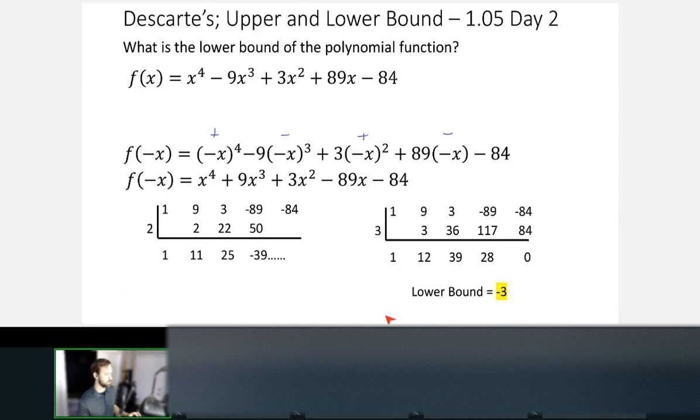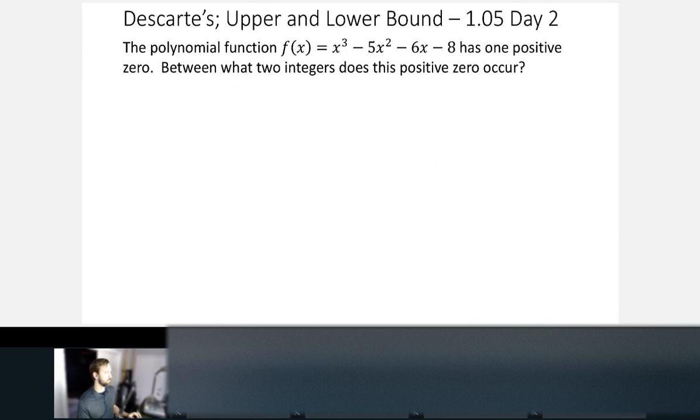Okay, let's go to the next one. So we got the polynomial function has one positive zero. Between what two integers does this positive zero occur? I kind of think this is a freebie. So those of you who were able to finish these 5 questions for today, how did you do it?